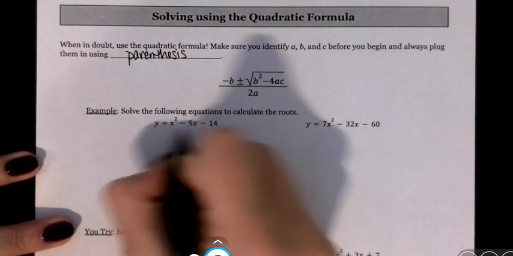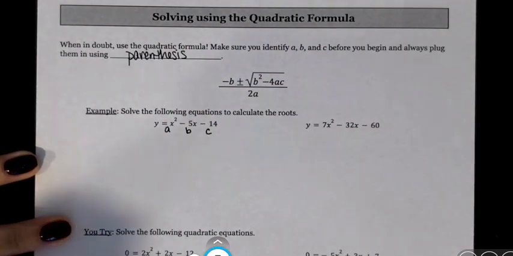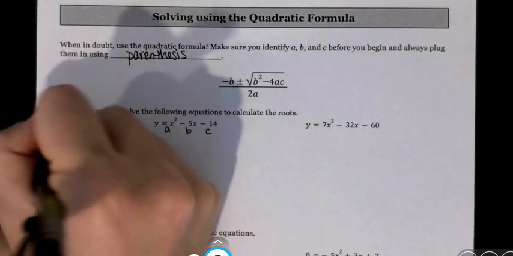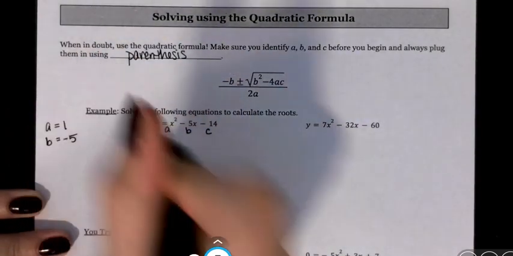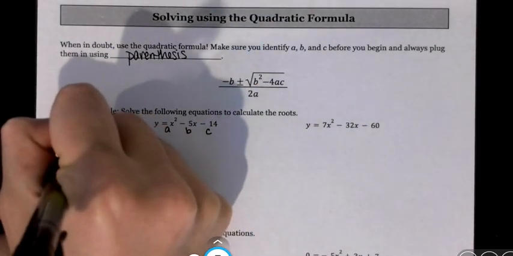So from here, I notice it is in standard form, so I have my A, B, and C. If you want to label them on the side, you can. So my A value is a positive 1. My B value is a negative 5, since that minus sign is connected. And my C value is a negative 14.